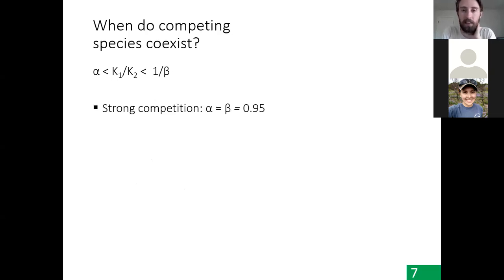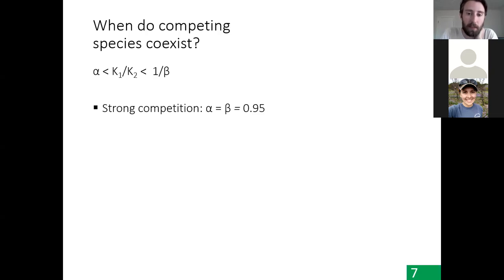What if we consider a situation where competition is really strong? So alpha equals beta equals 0.95. This is like each species affects each other more strongly than it affects the other species. However, it's quite strong competition. You have about 95% of the effect of competition when it's the other species versus your own species. That's what this alpha equals beta equals 0.95 is saying.